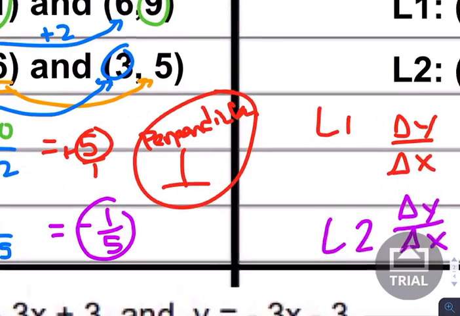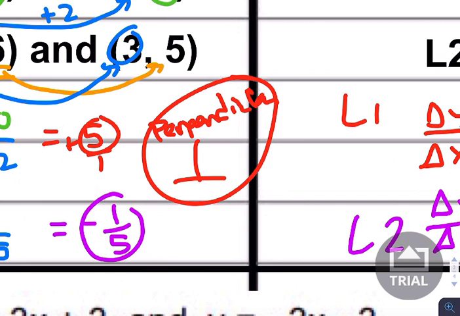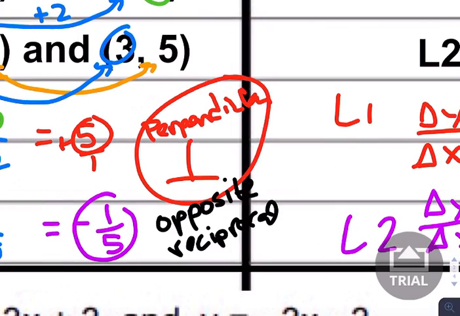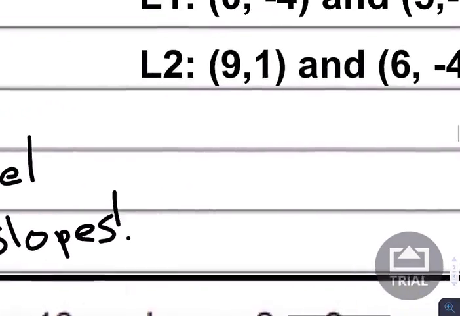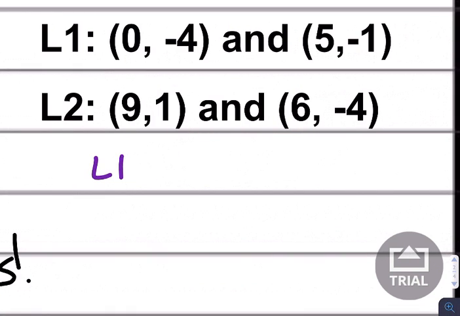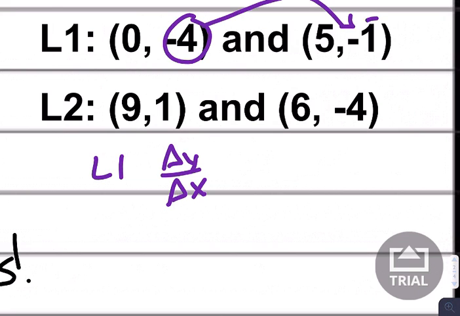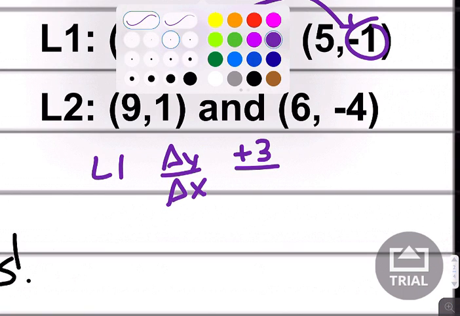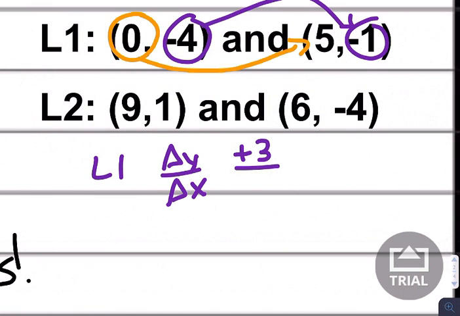Okay, just like here, we can claim they're perpendicular because of opposite reciprocal slopes. Opposite means change of sign, reciprocate means to flip. And so let's look at our last set here for this type. So line 1, change in y over change in x. This goes from -4 to -1. That's an increase of +3. Simultaneously, we're going from 0 to 5, so that's a +5 increase.